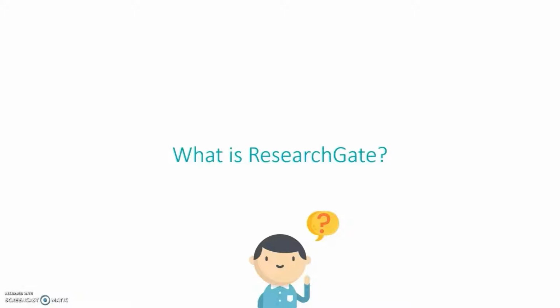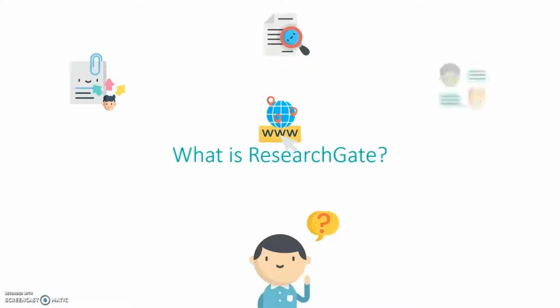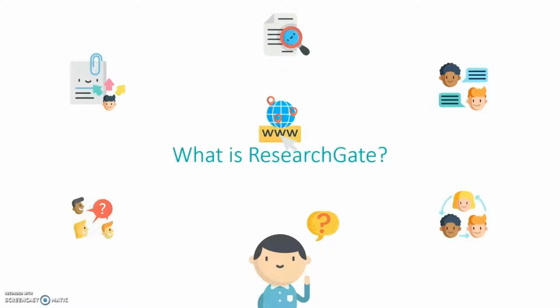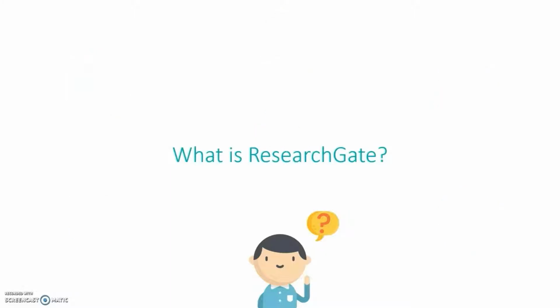So, what is ResearchGate? Well, it is basically a social networking site founded in 2008 which is designed for academics to share their work, find articles, read and discuss publications, ask and answer questions, and last but not least, connect with colleagues. And now with over 15 million members, ResearchGate is actually considered the largest academic social network today.